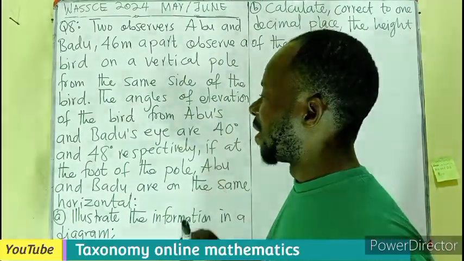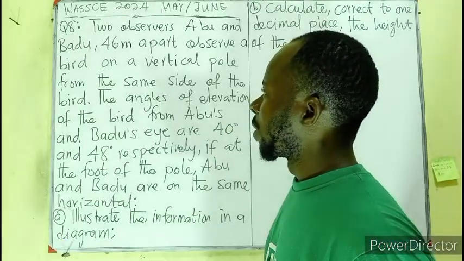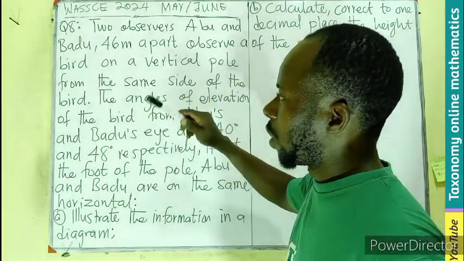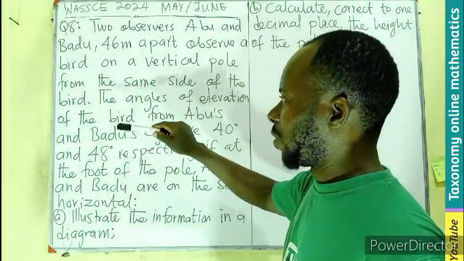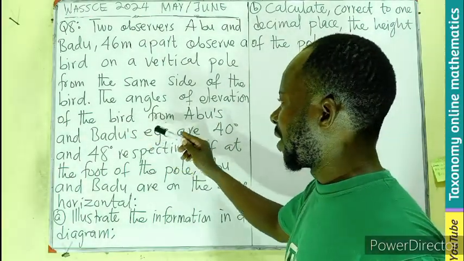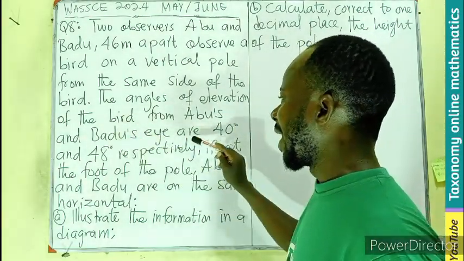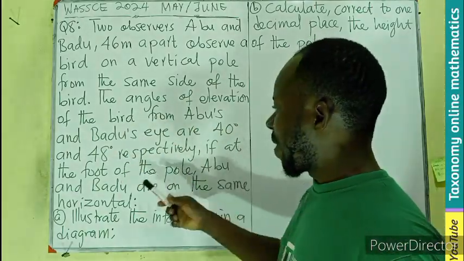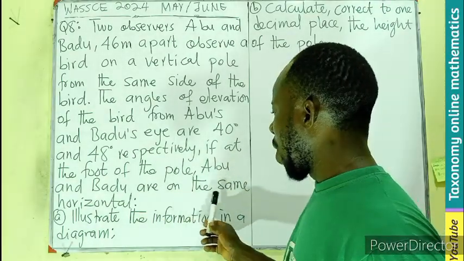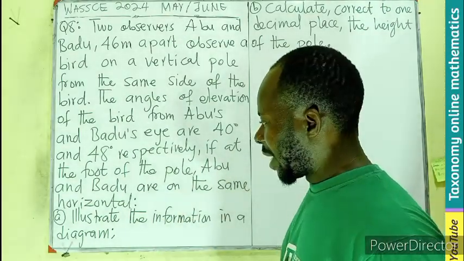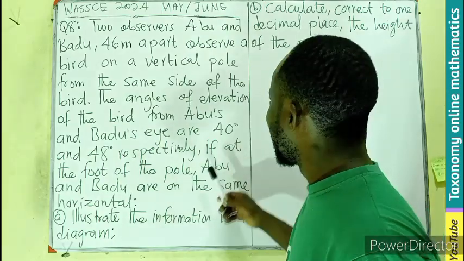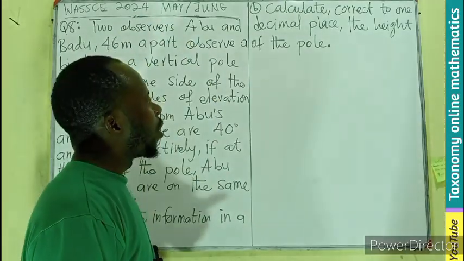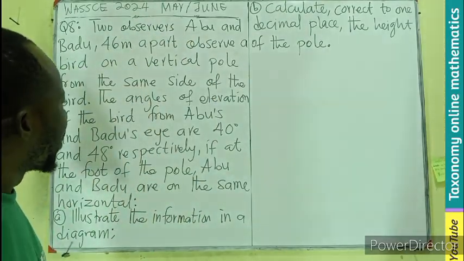Question number 8. Two observers, Abu and Bedu, 46 meters apart, observe a bird on a vertical pole from the same side of the bird. The angles of elevation of the bird from Abu's and Bedu's eyes are given as 40 degrees and 48 degrees respectively. If at the foot of the pole, Abu and Bedu are on the same horizontal level, illustrate the information on a diagram and hence calculate, correct to one decimal place, the height of the pole. So now we need to bring out the information from the question.